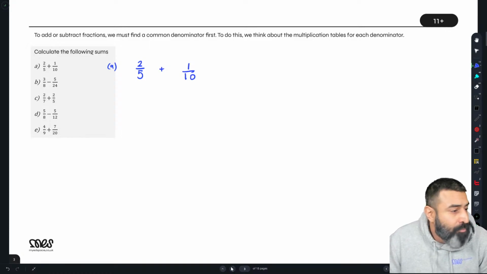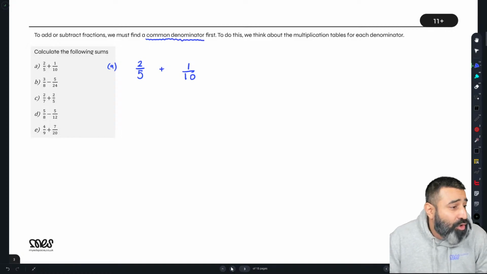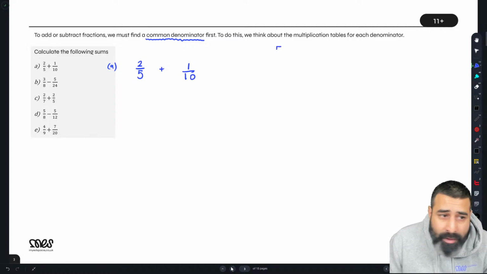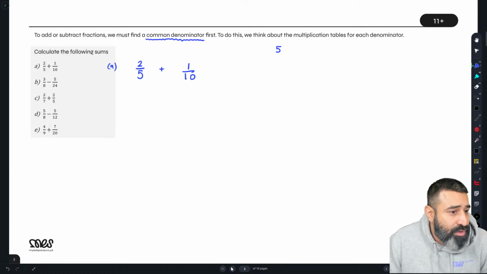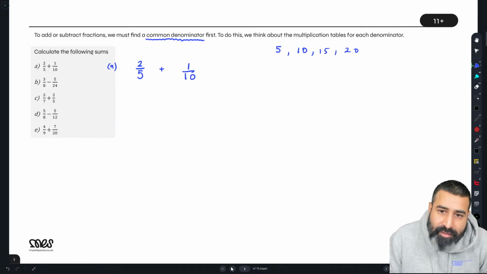What do I need to do? I need to make the denominators the same. When we're making the denominators the same, we are finding a common denominator, okay? That is what we need to do. So we need to think about multiplication tables for each denominator, okay? So let's look at our multiplication tables. So here, for this denominator where it's over 5, it's a 5 times table. 5, 10, 15, 20. And then for this denominator, which is over 10, this is the 10 times table.